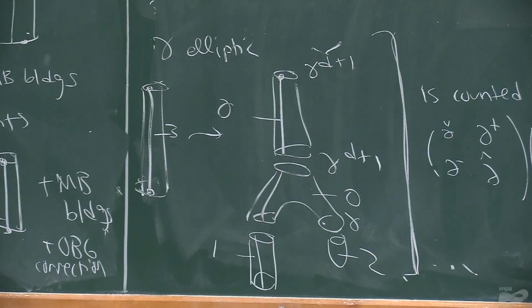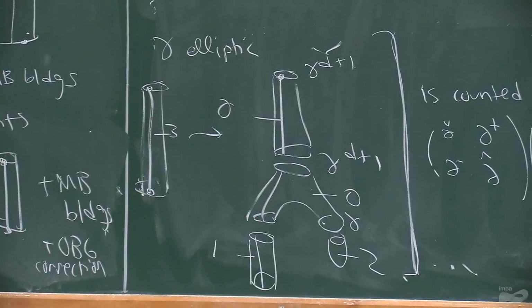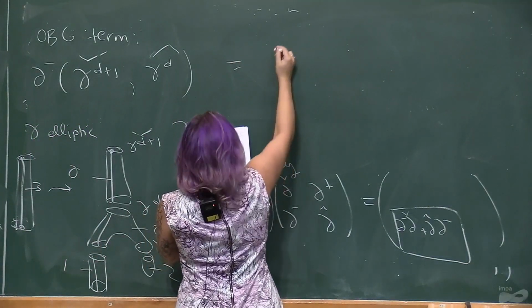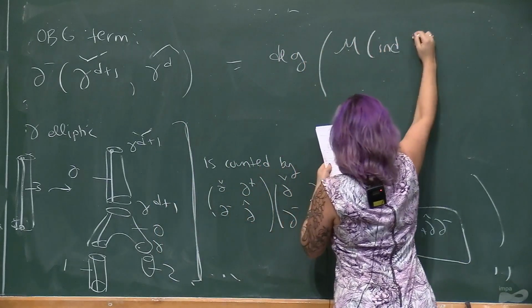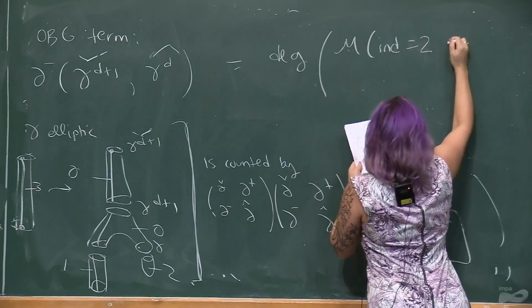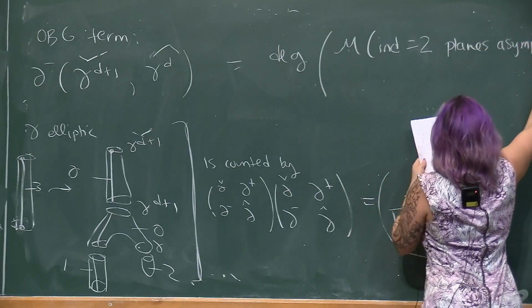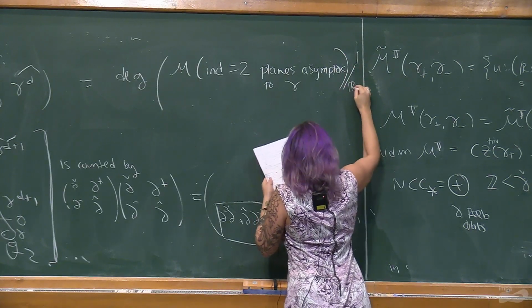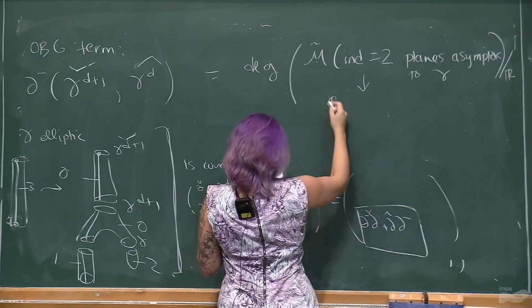And if you look at the compactification of that space, you need to understand it. But unfortunately, it can break into this kind of a configuration. But fortunately, from Michael's work with Cliff, we know how to count it. And this is going to be given in terms of the degree of a winding number from the moduli space of index equal to 2 planes asymptotic to gamma, and we've modded out by R. And we look at this moduli space.